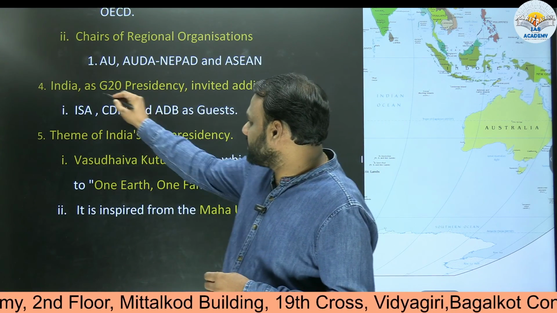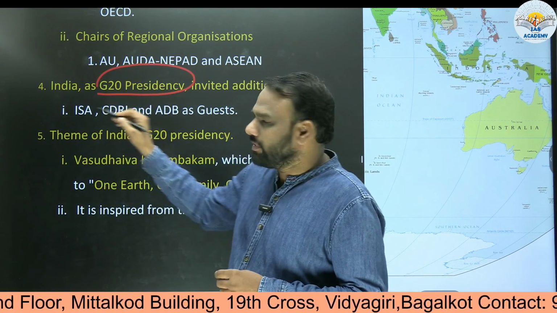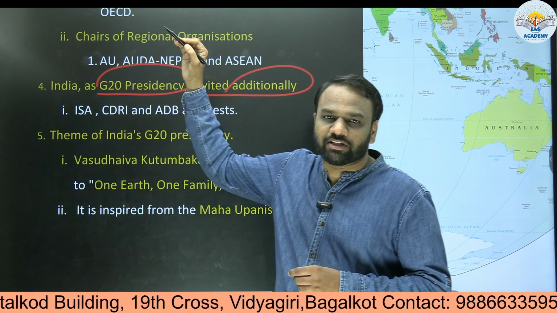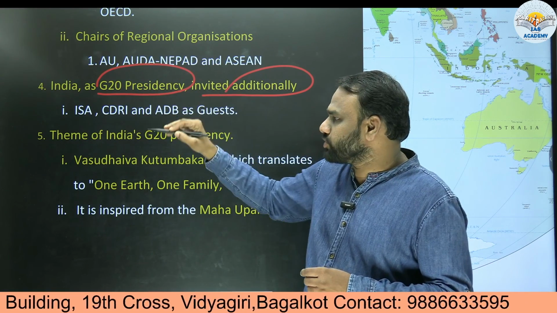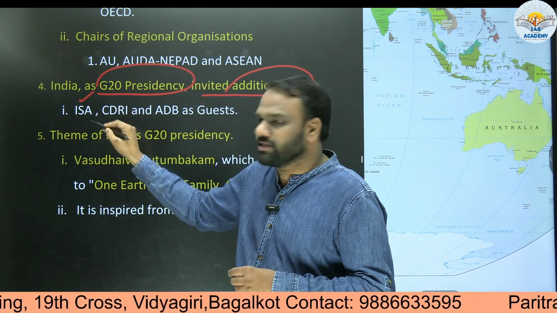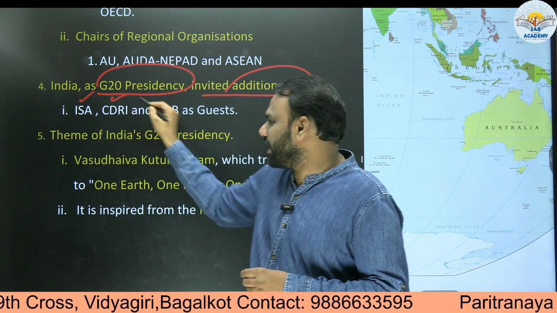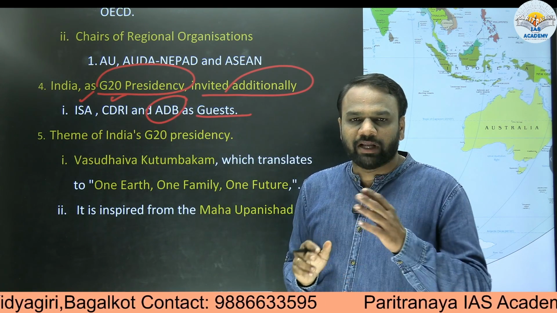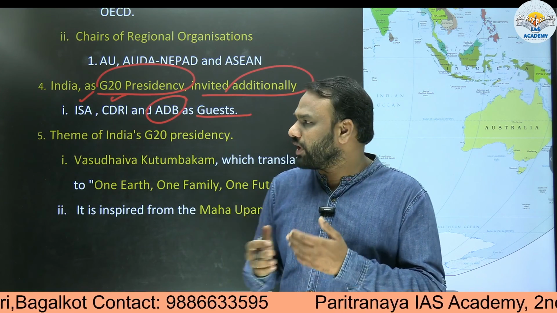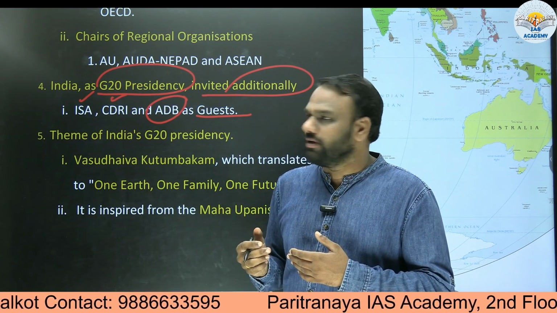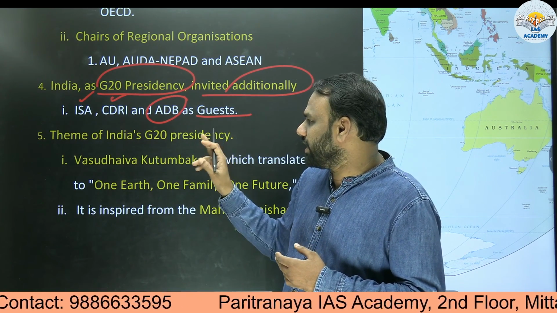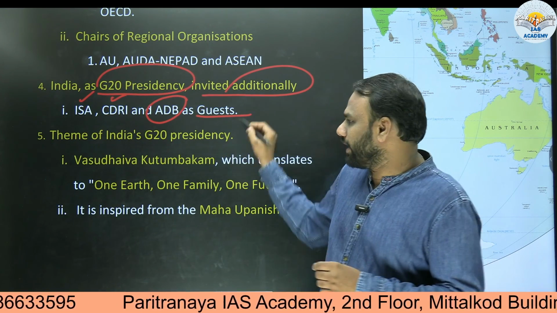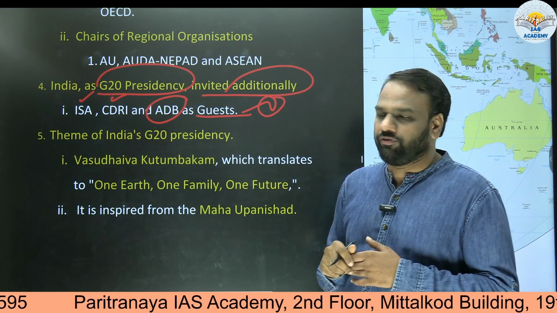India, as G20 president, invited additional members apart from the other organizations which are regularly invited. India also invited the International Solar Alliance. It also invited CDRI and Asian Development Bank as guests. So this is very important. In the exam they may ask which of the following organizations were invited. So we need to know that ISA, CDRI and ADB were invited as guests as part of the 18th summit which took place in India. Again, a very important piece of information from the exam point of view.